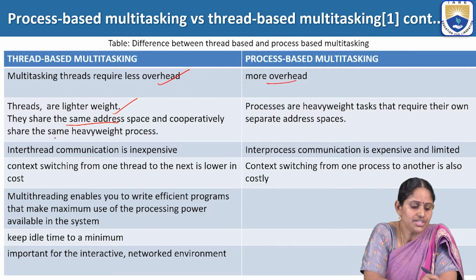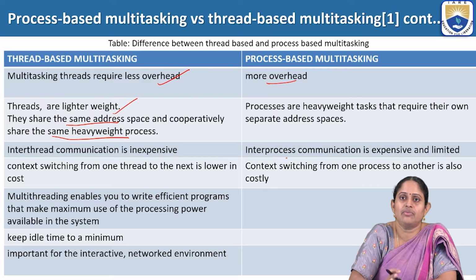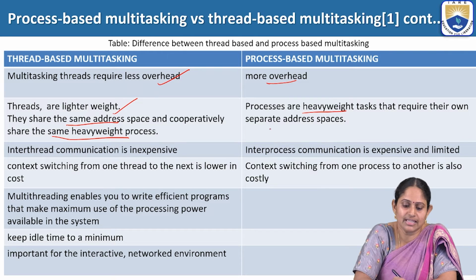And share the same heavyweight process. So inside one process, you can have multiple threads. One process will have one address space, and that address space will be shared by these threads. But if you go for processes, they are heavyweight tasks, and each process needs its own separate address space.